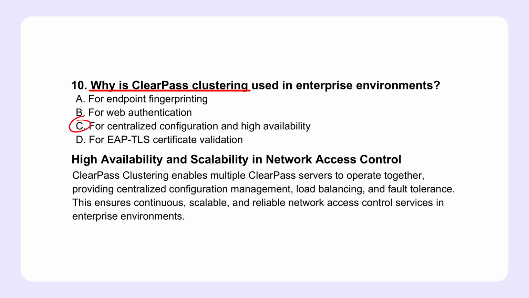Centralized config and HA. Source agrees, saying clustering helps manage multiple ClearPass nodes centrally and ensure the system stays up even if one fails. Yeah, high availability and scalability. This is fundamental architecture for any critical service. If your NAC system fails, nobody can connect. Work stops. So clustering links multiple ClearPass servers together. They work as a team. If one server has a hardware failure or needs maintenance, the others in the cluster pick up the load automatically. Users don't notice a thing.